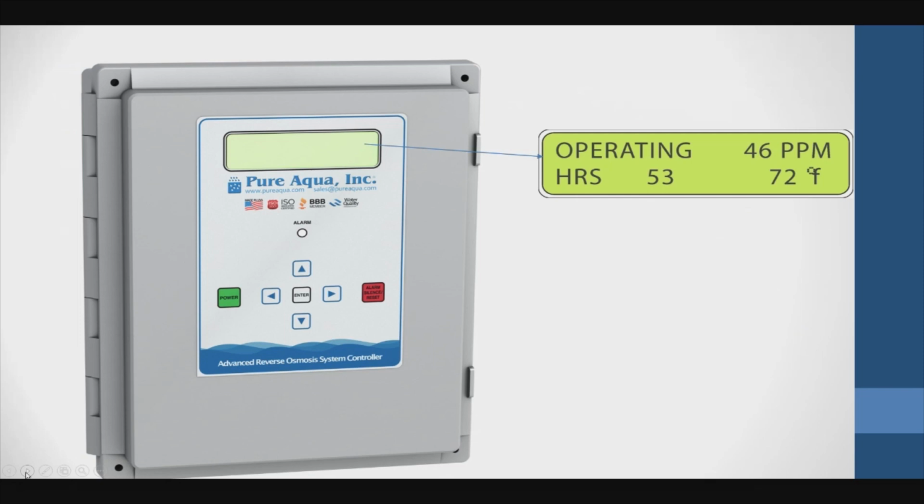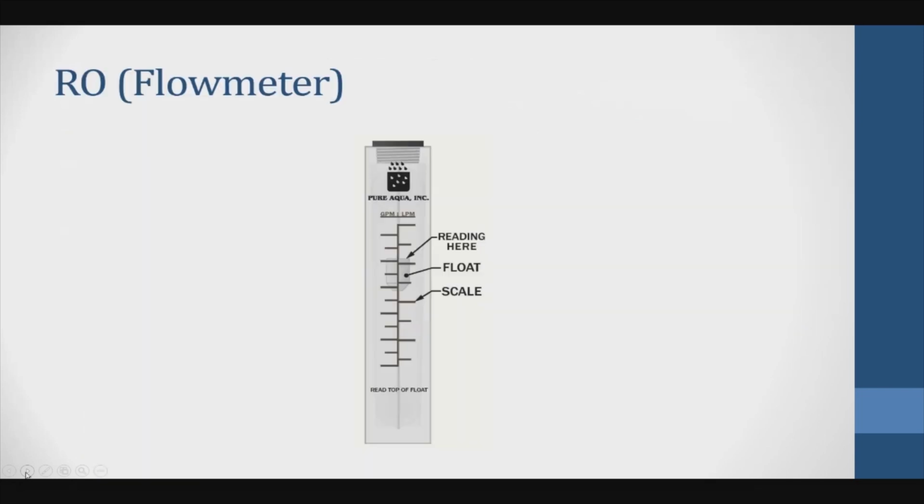A typical flow meter for a small RO would look like this. Those are the rotameter style.